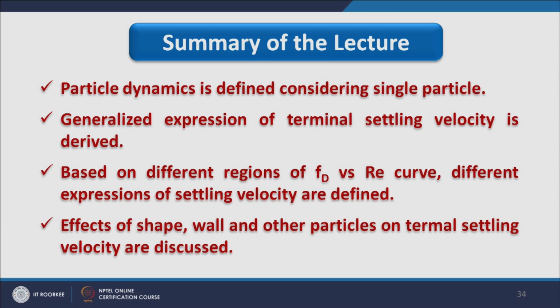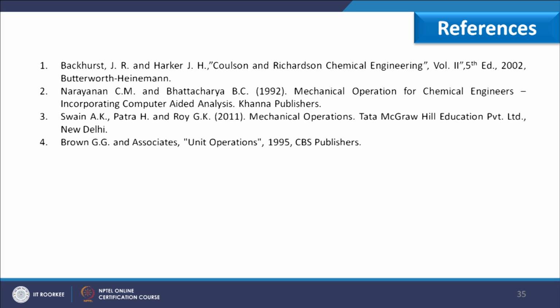Now, here we have the summary of this lecture. In this lecture, the particle dynamics is defined considering a single particle, and a generalized expression of terminal settling velocity is derived. Now, based on different regions of the Fd versus Reynolds number plot, different expressions of settling velocities are defined. Effects of shape, wall and other particles on terminal settling velocity are discussed. So, that is all about lecture 1, and here we have the reference.